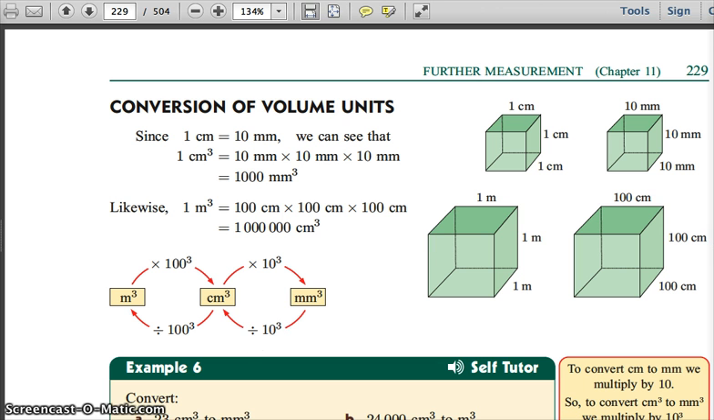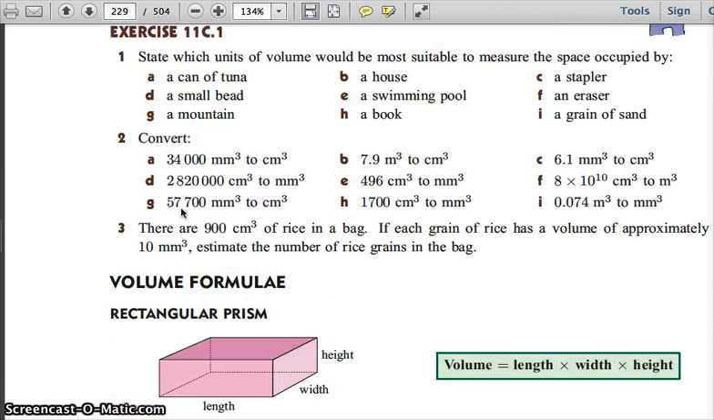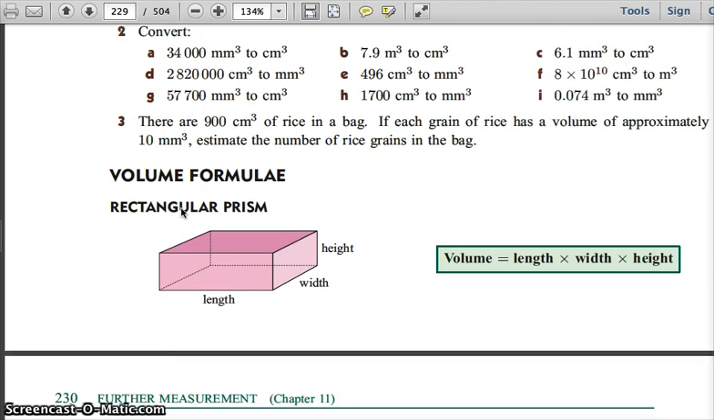So there's a few things to understand and know there, and if you don't, then it's your responsibility to work that out through 11C1.